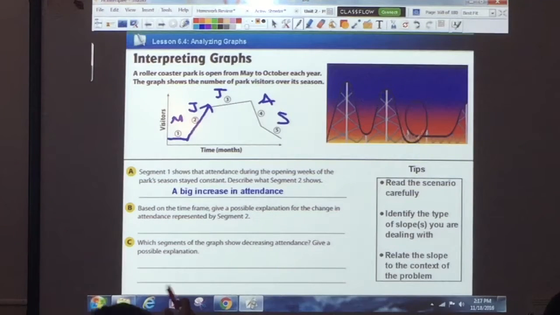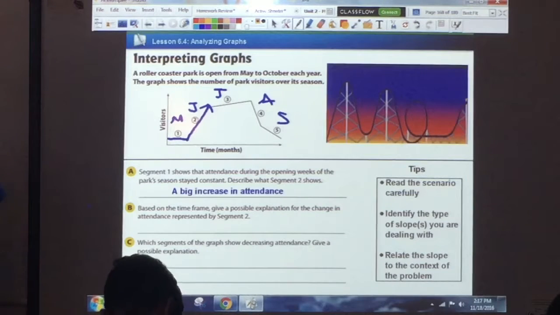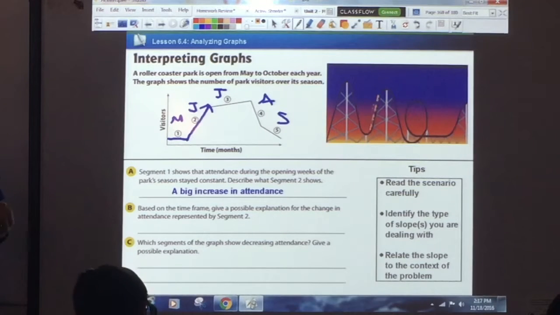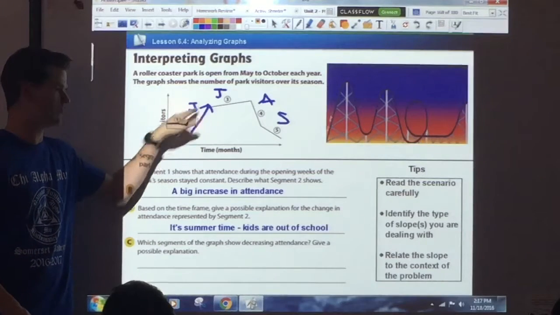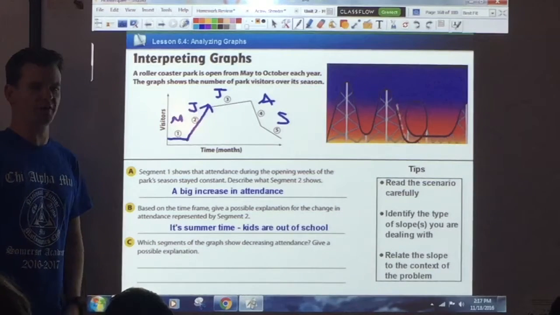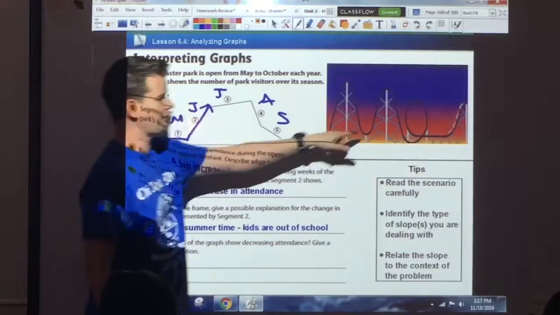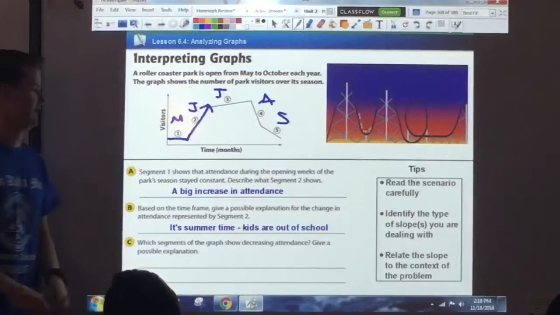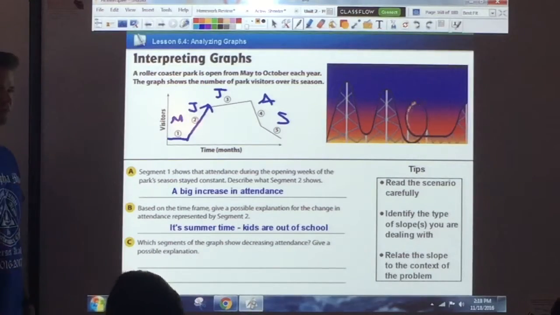Can you, Catherine, give me a possible reason for that big increase? Summer. It's summer, it's June. School's out, kids want to go party from May to June, big increase right there. Kids want to go have fun at the roller coaster park. They want to get on this thing, get terrified, and have some fun. That's a good reason for it to go up.